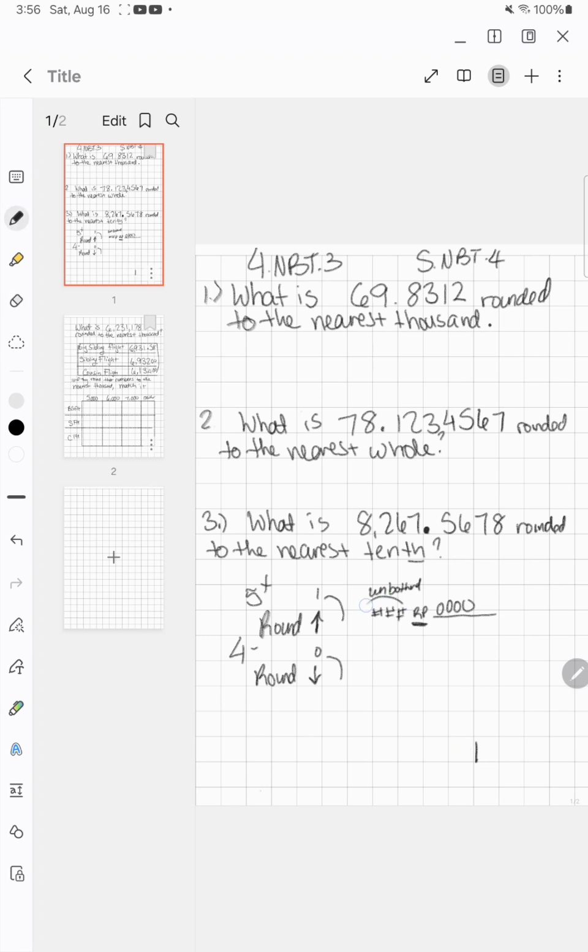Now, if it's before the rounding place, it needs to stay unbothered. You leave it alone. It will stay the exact same. If it's after the rounding place, it will turn to a 0. The rounding place is the only thing that will truly be affected unless you're dealing with a bunch of 9s.